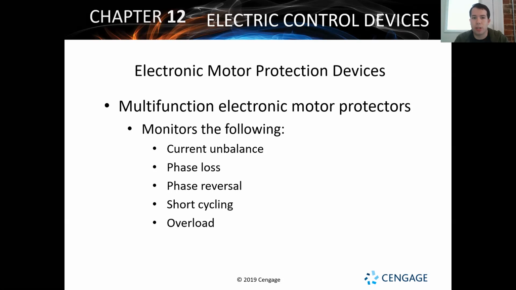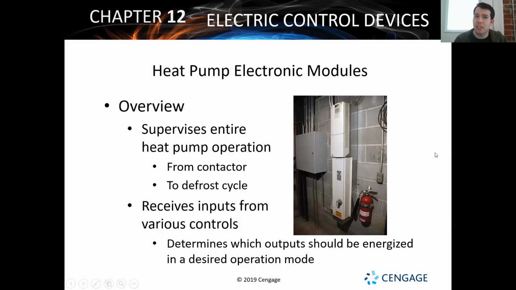Multifunction electronic motor protectors. Again, these are ones that we're going to see for a lot of different things. Phase loss, phase reversal, short cycling, overloads, current imbalancing. If you have amperage that's really high on one side of the motor, on one winding compared to another, because of increased or decreased resistance, that's when you're going to have these different issues going on with the motor. Having these devices allows you to actually check and maintain those different components.